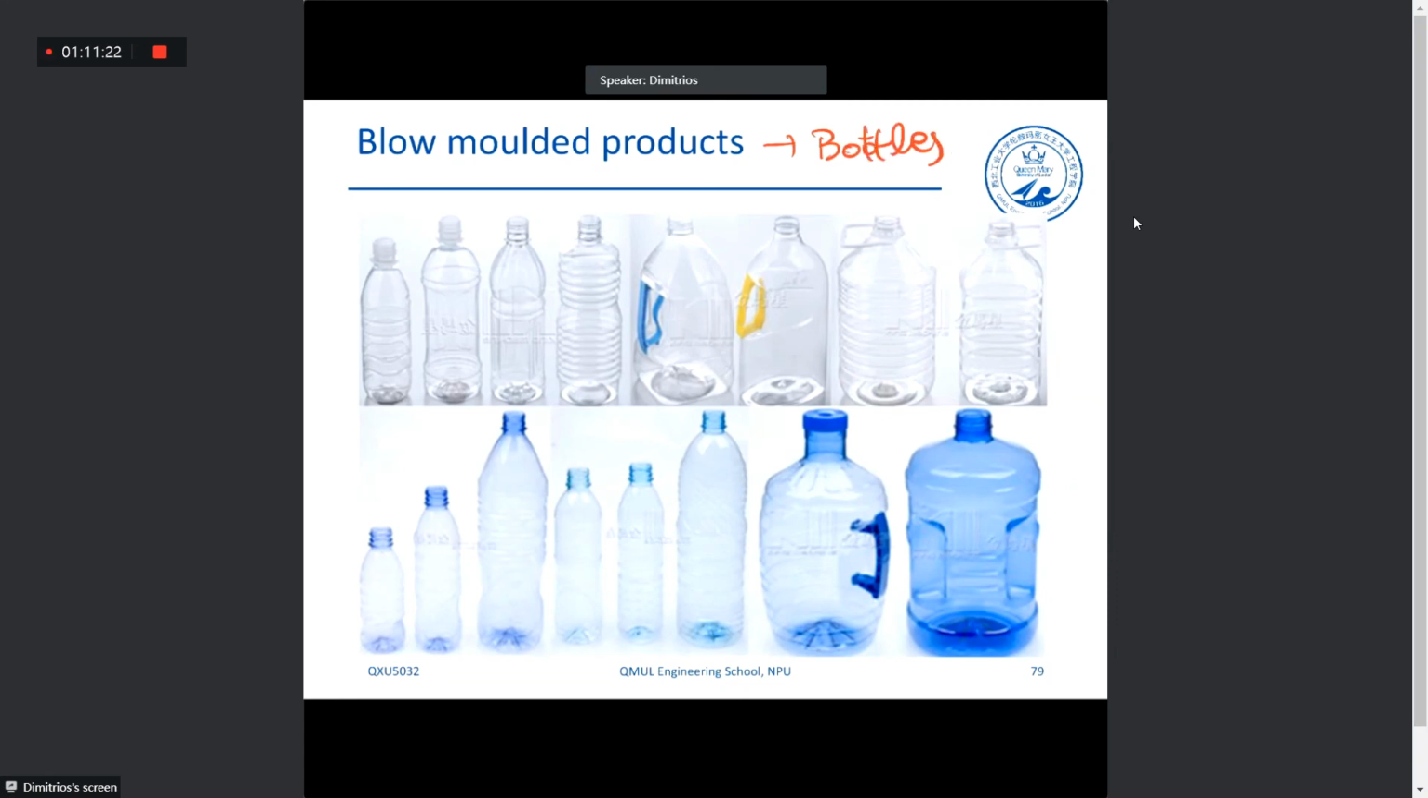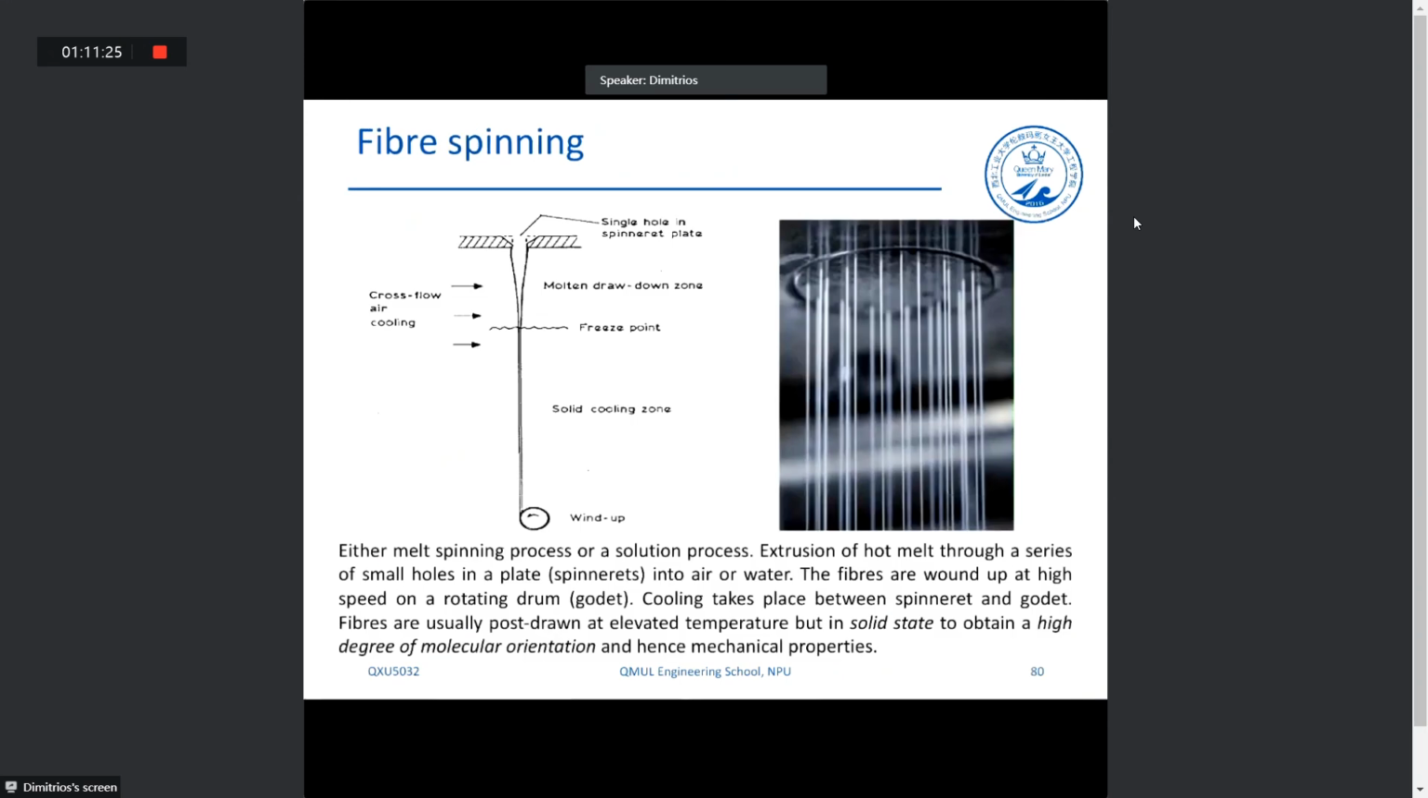Okay. So in this case, we have molten polymer here. And essentially, extrusion of the hot melt takes place through very small holes, okay, that are called spinnerets. These spinnerets are here, around here, okay. And usually we either extrude these in air or water, and then the fibers are essentially cooled down and wound up in a rotating speed.